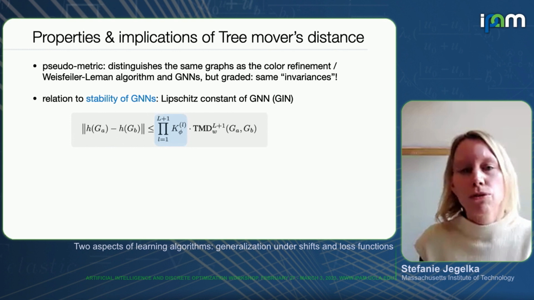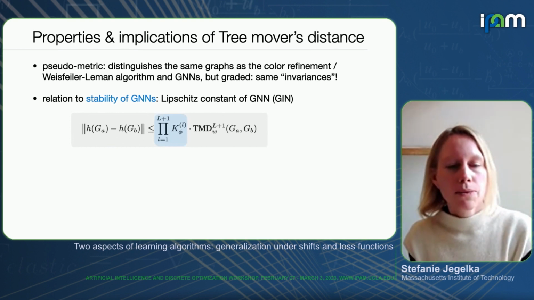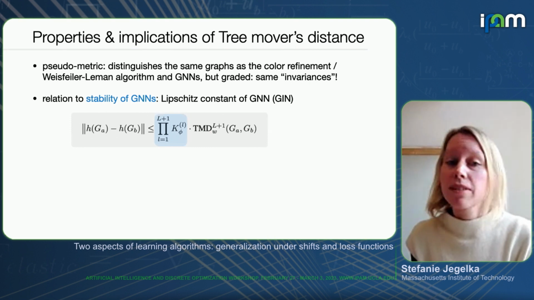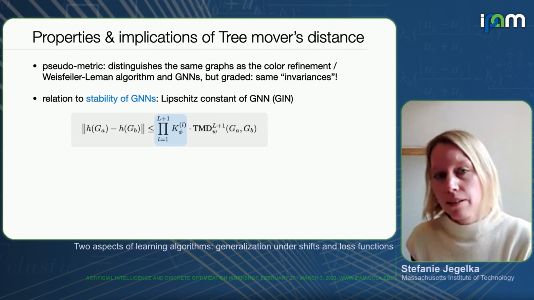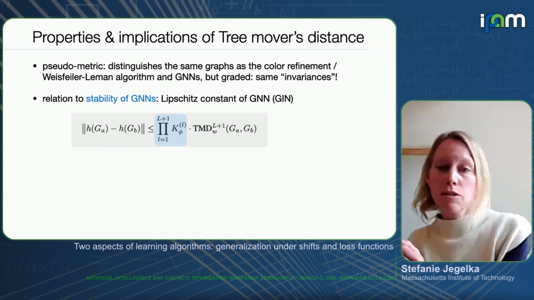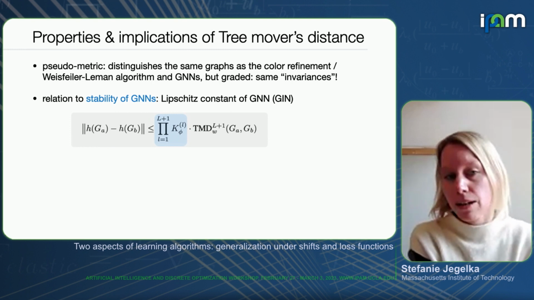Let me first show you some theoretical results and then some empirical results. What I can do now is bound the stability of graph neural networks formally by computing a Lipschitz constant. That means if I change my input graph a little bit, how much would the output of my graph neural network change?